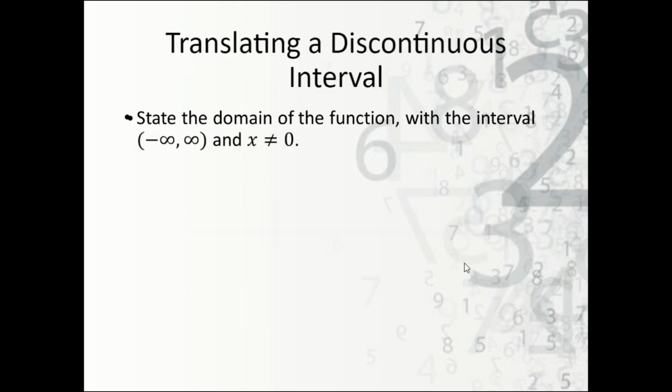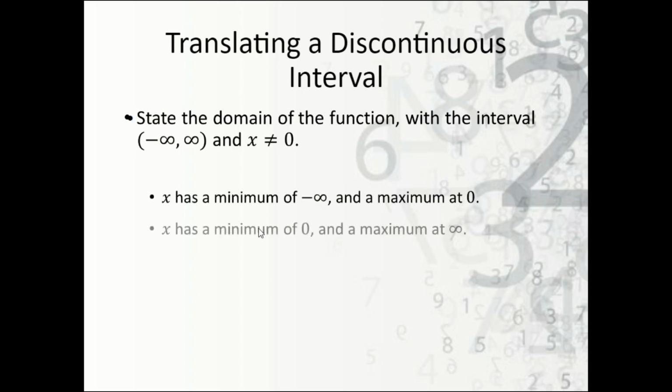So it says, state the domain of the function with the interval -infinity to +infinity with x not equal to 0. So that means it's all numbers excluding 0. So it has a minimum of -infinity and a maximum of 0. And x has a minimum of 0 and a maximum of infinity. And notice 0 is not included, so we should have parentheses around it. So we could say then that this is all real numbers, all numbers that exist except 0.